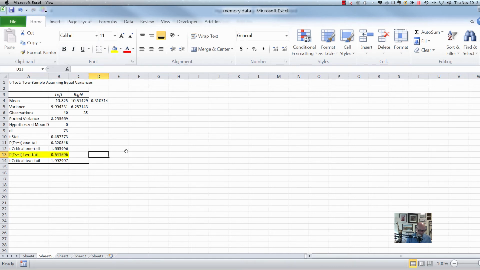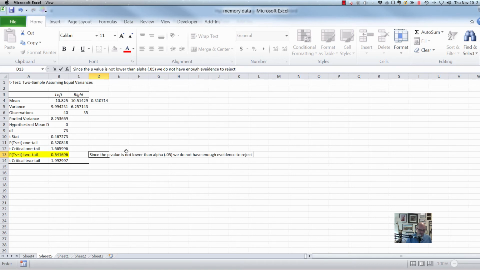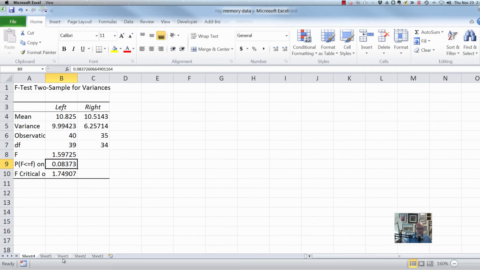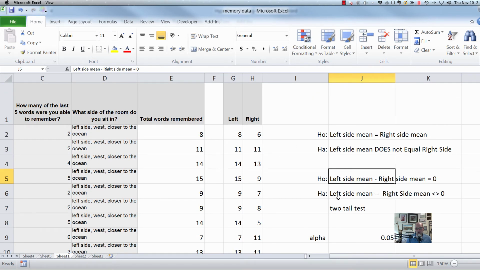So we say, since the p-value is not lower than alpha, which is 0.05, we do not have enough evidence to reject the null hypothesis. All right, so essentially what we're saying is, I'll go back to this. There's really no evidence to say that there's a difference between the left side and the right side of the class, which makes sense. I mean, why would it make any difference?